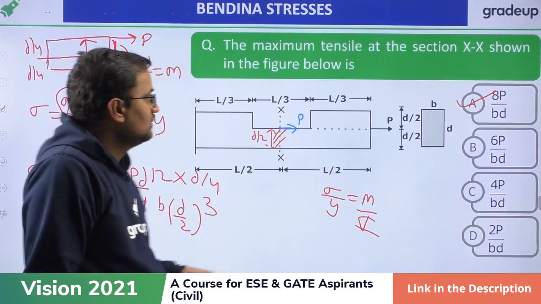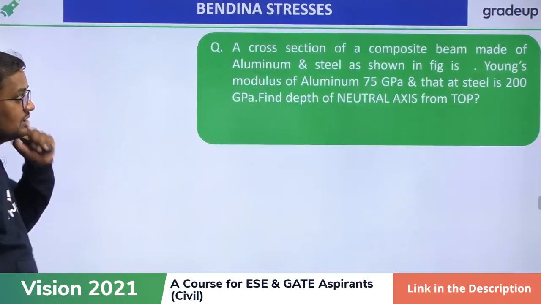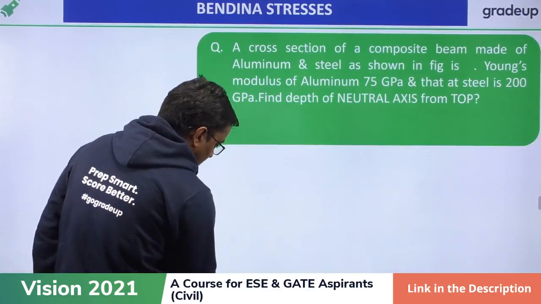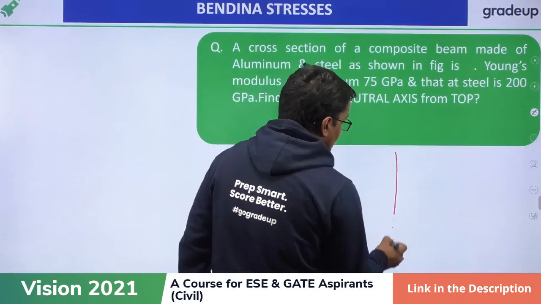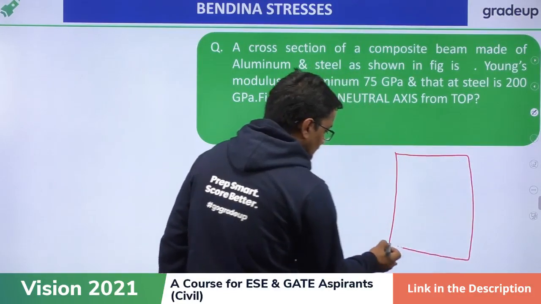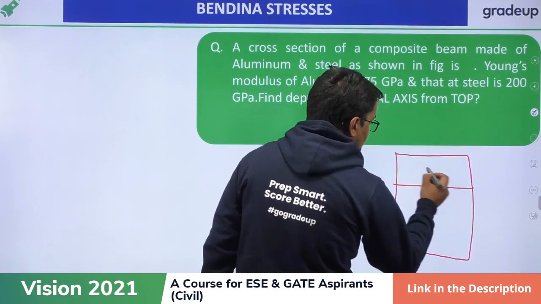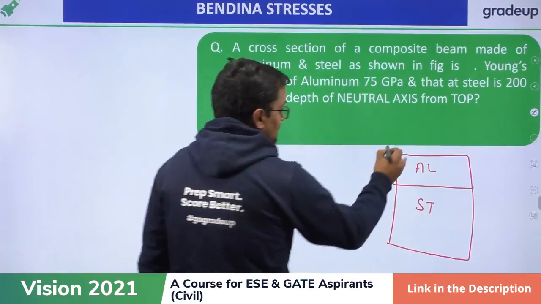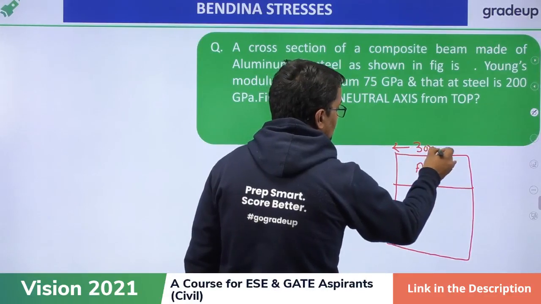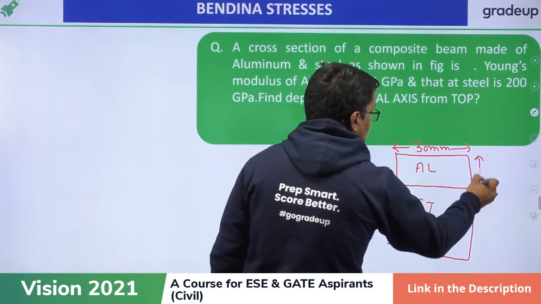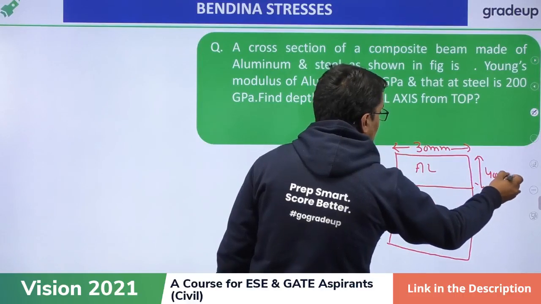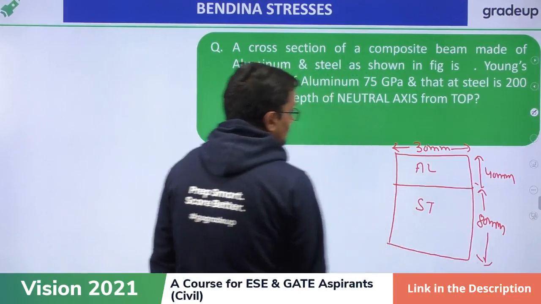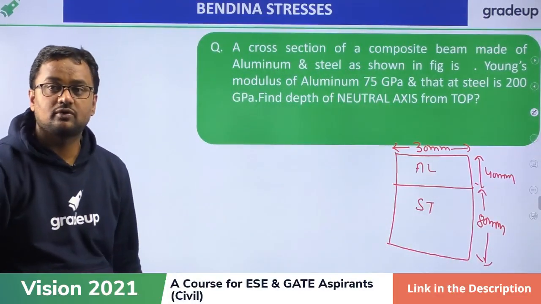Shailesh has understood. Okay. Now this question. A beam is given. Actually, beam is not given there. I will draw this. So, beam is given like this. This is aluminium and this is steel. This is 30 mm and this is 40 mm and this is 80 mm, and we have to find neutral axis from top.